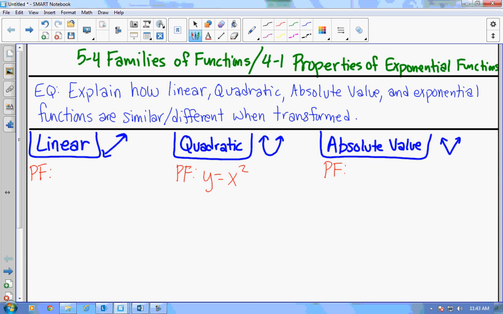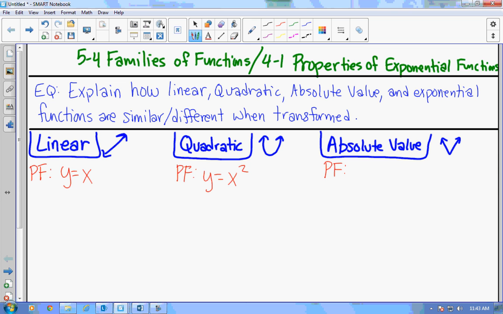Okay, who can tell me the parent function of linear? Most basic way to write a linear function. Okay, that is the formula for slope-intercept form. You guys are funny. You remember the formulas, which is good. It's just y equals, what lets me know it's linear? X. X to the first power. X to the second power lets me know it's quadratic.